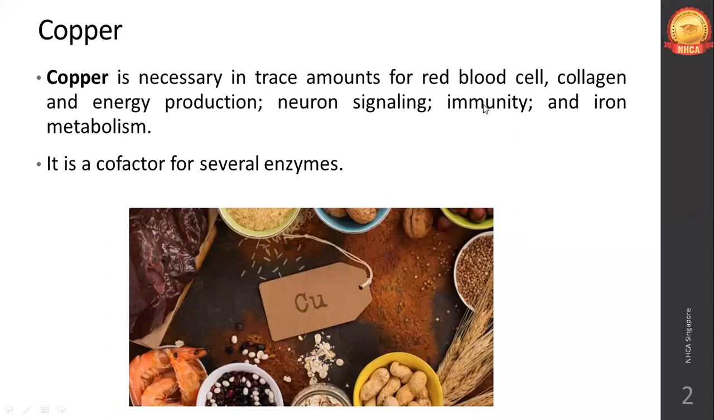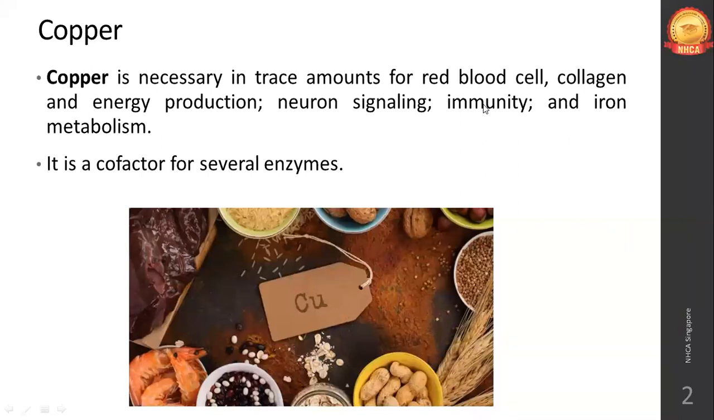So copper, first we'll see the copper. Copper is necessary in trace amounts for red blood cell formation, collagen formation, energy production, neuron transmission, immunity, and iron metabolism. It is a cofactor for several enzymes. These are all functions which I have stated. In all these functions, copper acts as an enzyme helper.